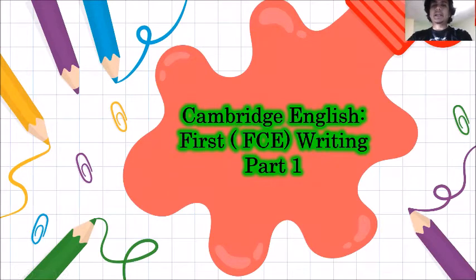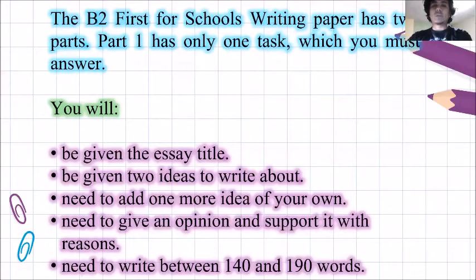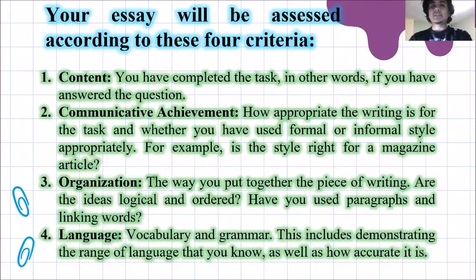I'm going to talk about Cambridge English First Writing Part 1. Part 1 has only one task. Given the title, you will give 2 ideas to write about, add 1 more idea of your own, give an opinion and support it with reasons, and write between 140 and 190 words. Your essay will be assessed according to this.